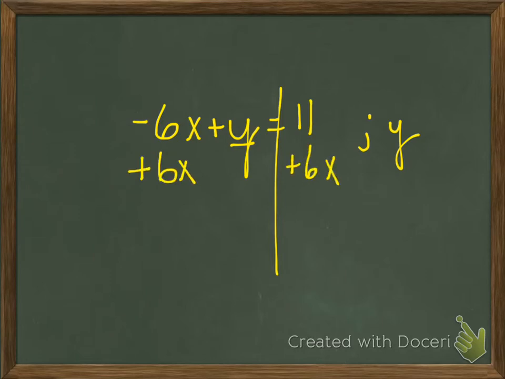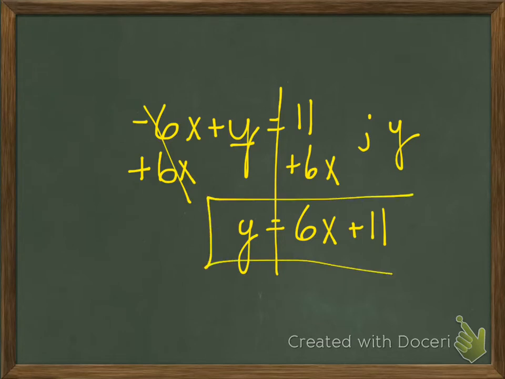You're going to add 6x to both sides. And guess what? Y is by itself. And I like to put the x term in the front. I'll explain why later. Do you have to put the x term in the front? No. You could have said y is equal to 11 plus 6x. That would have been fine. Box your answer. That's it.